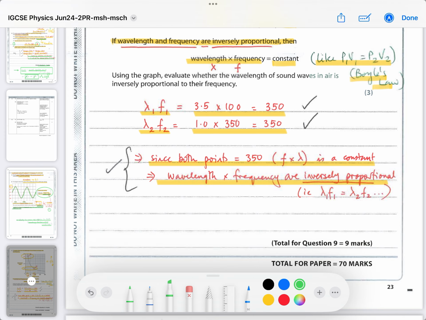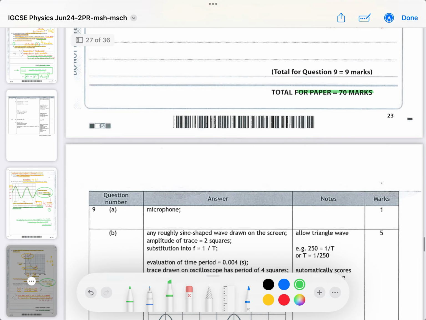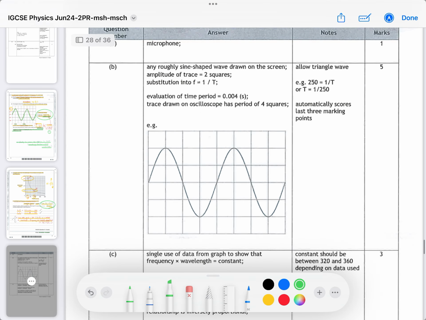This is the last question of the paper, so we've finished the run-through. They could give you a question like this using Boyle's law, because they haven't given you anything on pressure yet in paper 1. So that's the final run-through. And here's the final mark scheme.